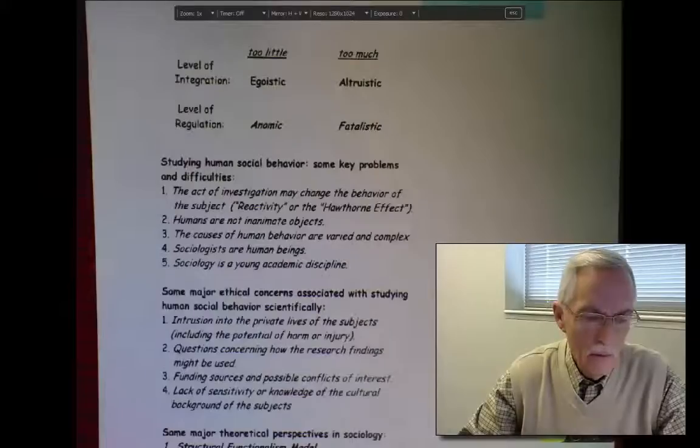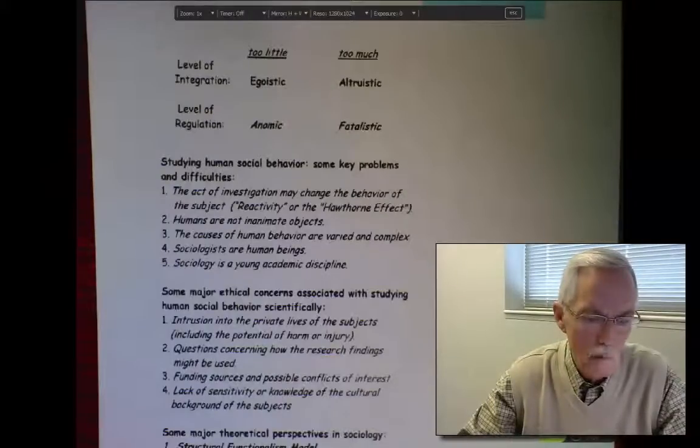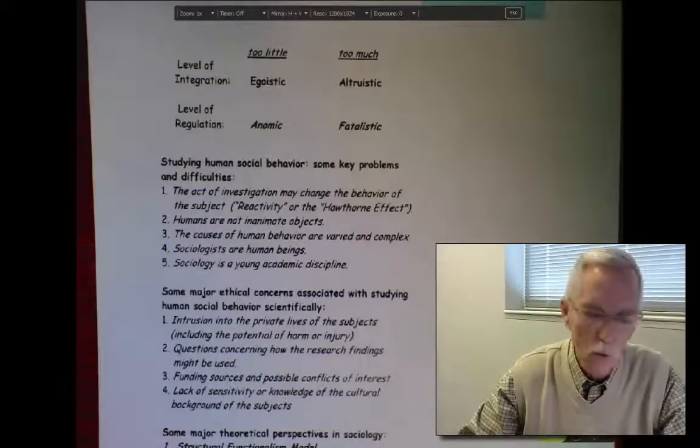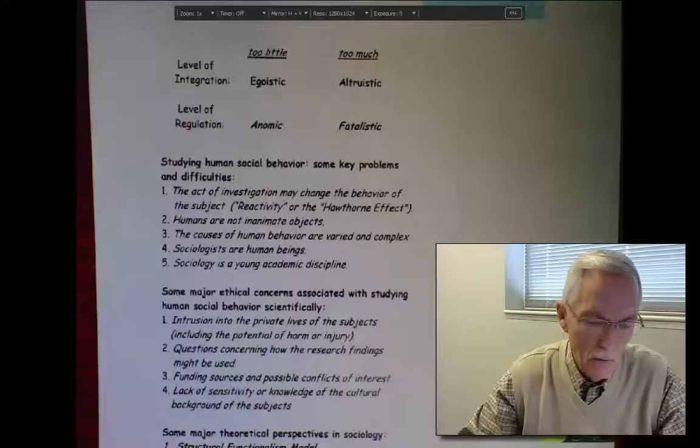Third, the causes of human social behavior are frequently varied and complex. I suspect most of you would agree with that when you think about why you do anything that you do. It's very difficult sometimes to reduce it to just one factor. We are, after all, multifaceted in terms of how we behave, and certainly it's very difficult to isolate and identify all of the variables involved.